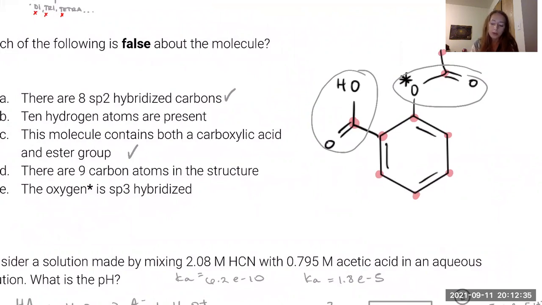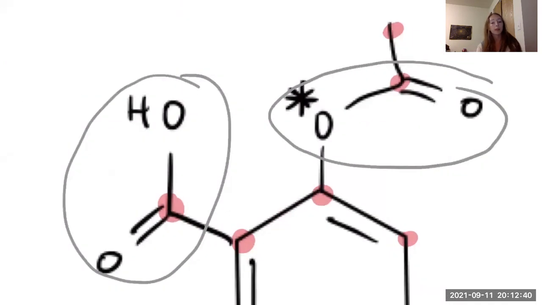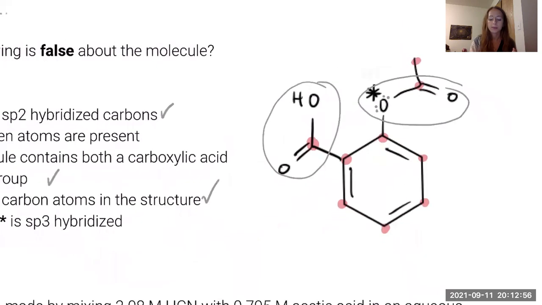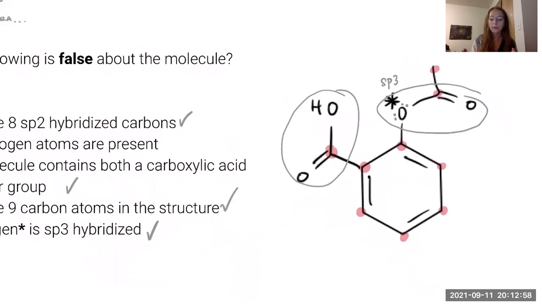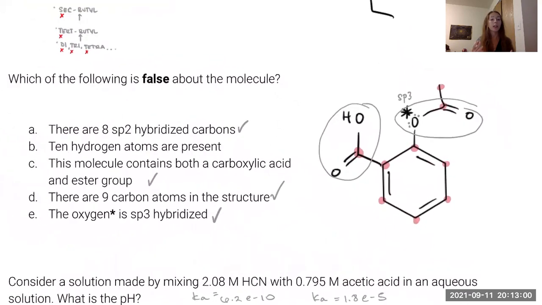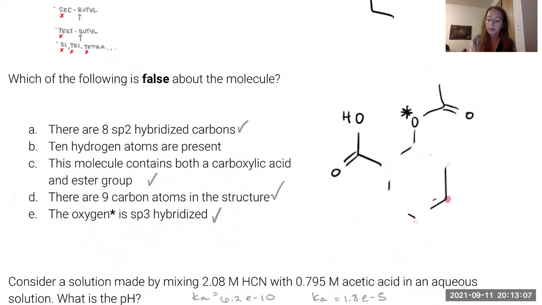Okay, so that's true. And then the oxygen that's esterified is going to be sp3. So that's true. So we have 2 lone pairs, and in total 4 electron-bearing entities, and so that would be sp3. That works. The only one that's false is that there's 10 hydrogen atoms. There's actually, I believe, 8, but let's go ahead and count them.